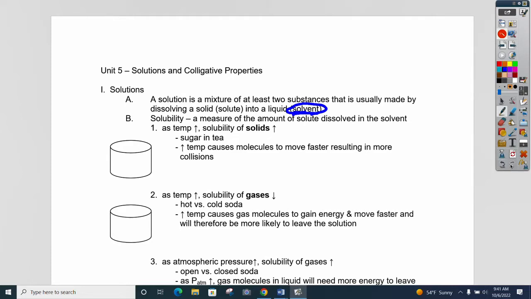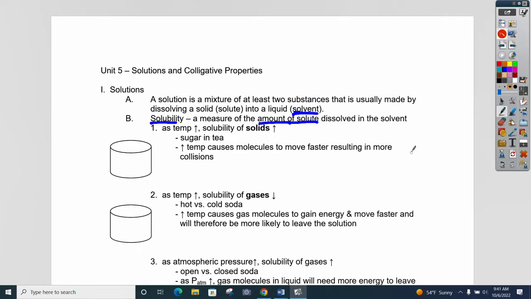The word solubility, on the other hand, means the amount of solute that you've got dissolved. So if something has a very low, we say concentration, it doesn't have a lot of the solute mixed in with it.